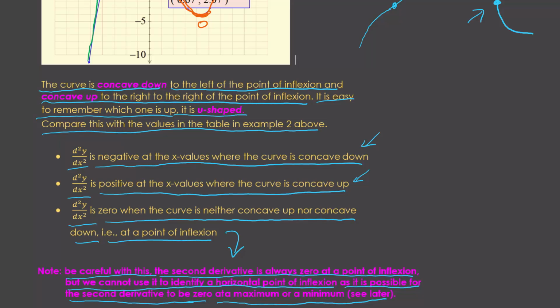So if we know the curve is concave down, so it's that shape, if we have a turning point on that section, it should be a maximum. And if a curve is concave up along a section and we have a turning point, then that should be a local minimum.